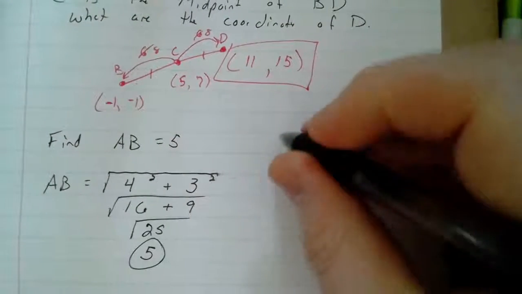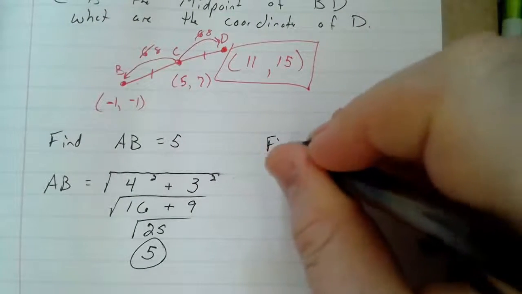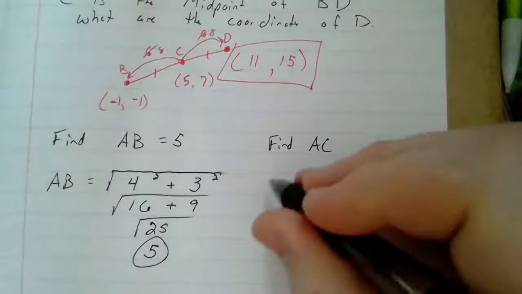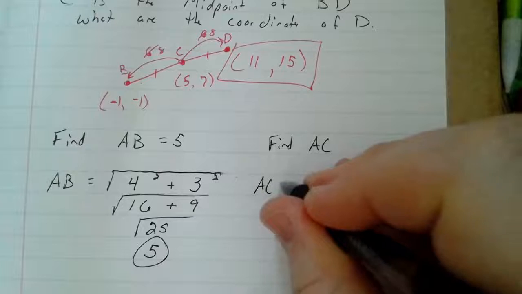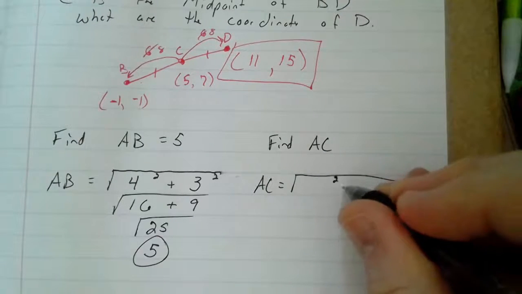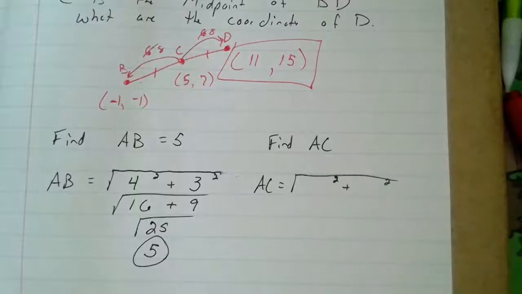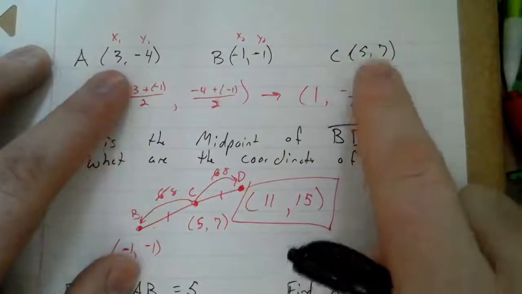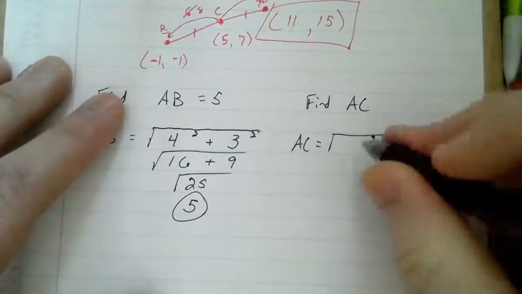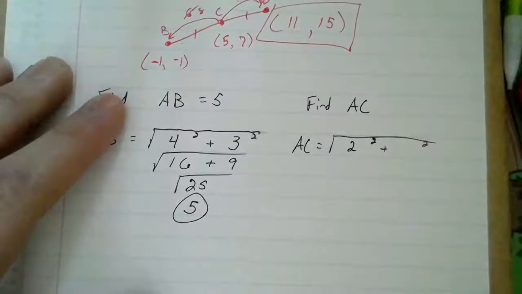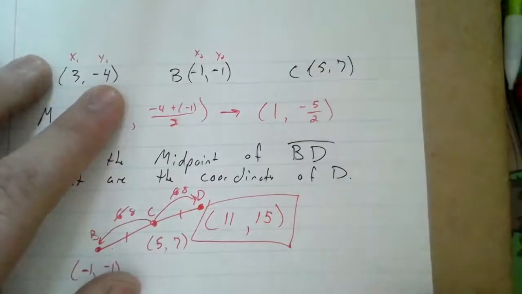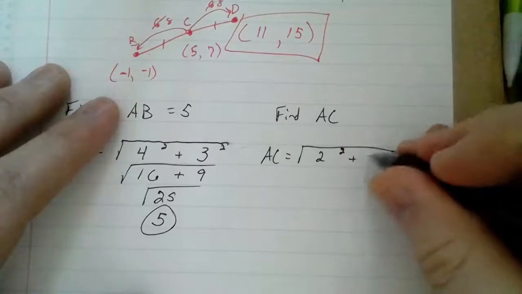Now I could also ask you to find a different one. We could find AC. No problem, same thing. So we say AC, set up my shell: something squared plus something squared. Now we take a look at our x values. How far is it from 3 to 5? It's 2 spaces apart. Now the y values. How far is it from -4 to 7? That's a big one, it's 11.